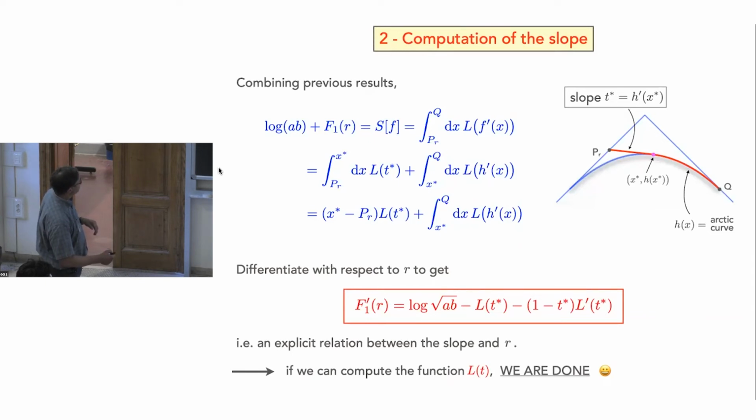And then there is another portion which takes the integral of this L function of H prime, where H is the functional dependence of the Arctic curve.